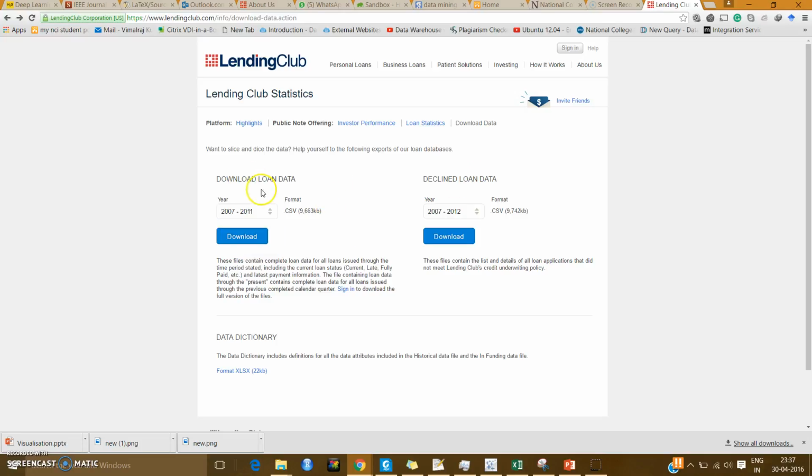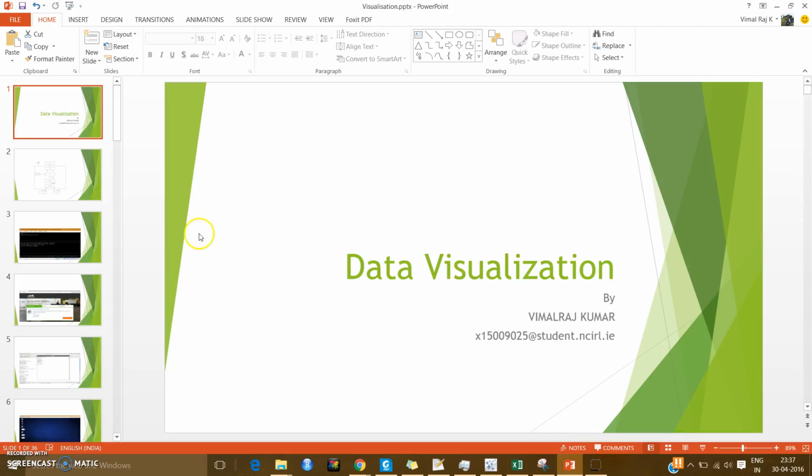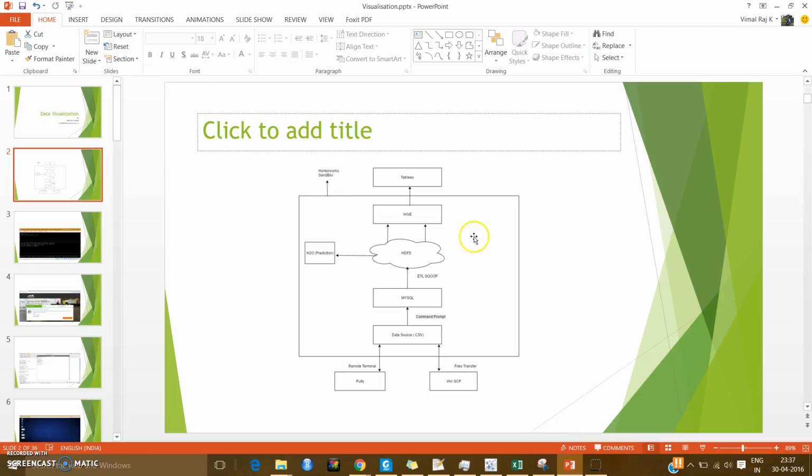I have considered only the loan data, and especially only 2014 and 2015 because these are the most recent years of data. In order to understand the data, a huge sample of data is collected and then an analysis is done. For this, I have used an architecture that brings big data into consideration.